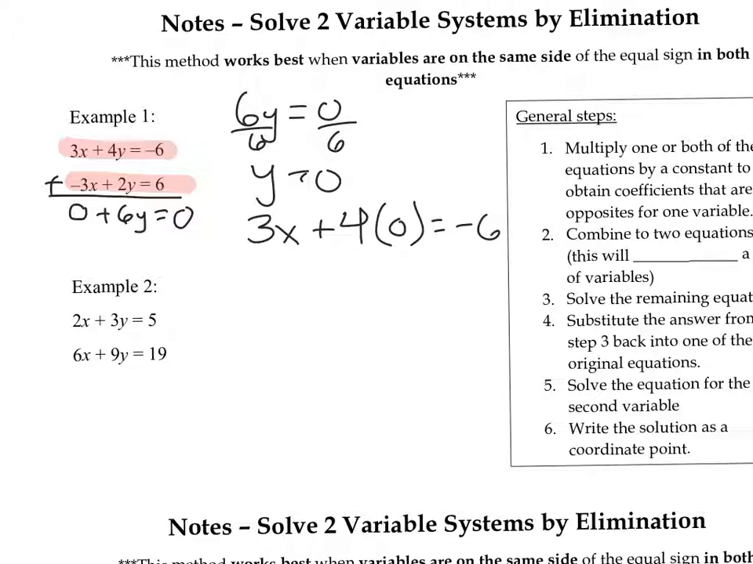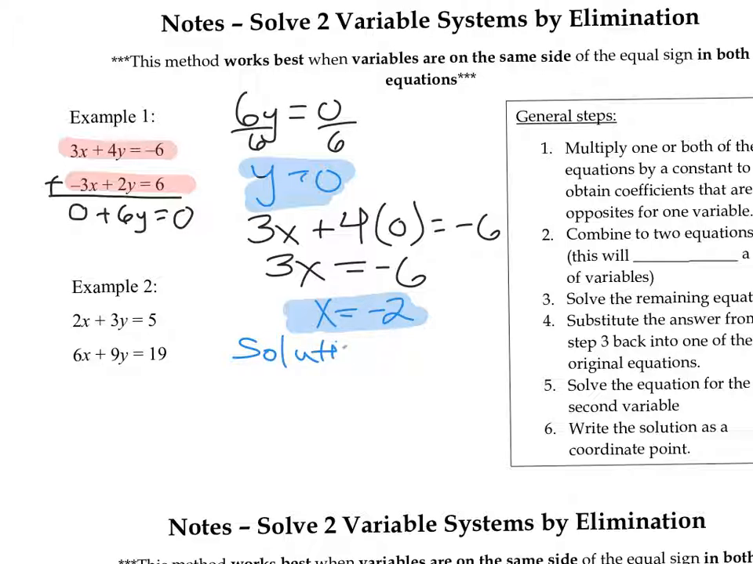Now let's simplify. 4 times 0 is 0, and so we have 3x is equal to negative 6. Now all that's left to do is to divide by 3, and we get x is equal to negative 2. Now remember, these two pieces of information come together to make a coordinate point, and that coordinate point is our answer, okay? So our solution is going to be negative 2, comma 0. All right, so that would be our solution.